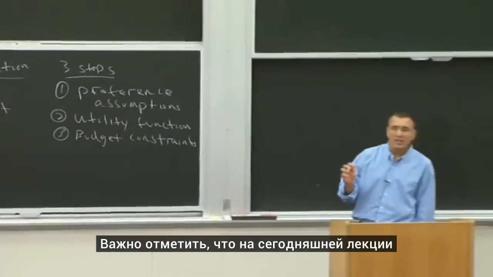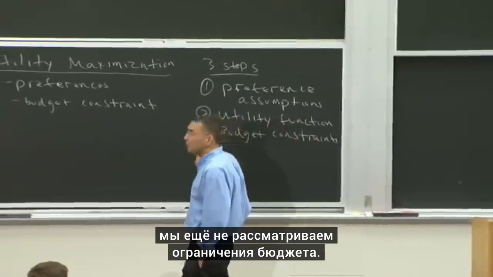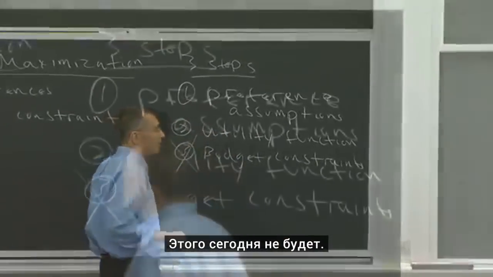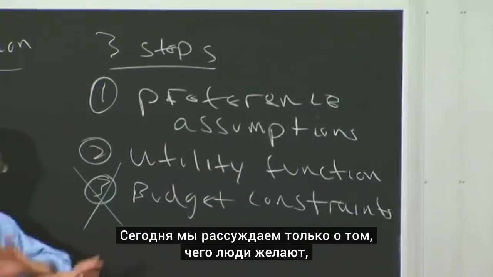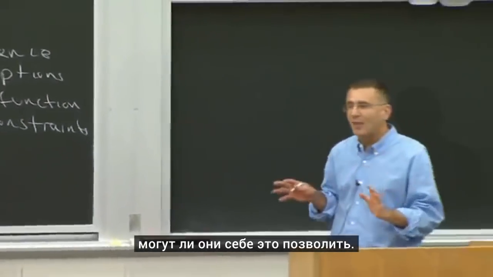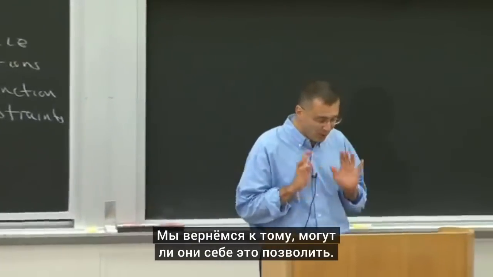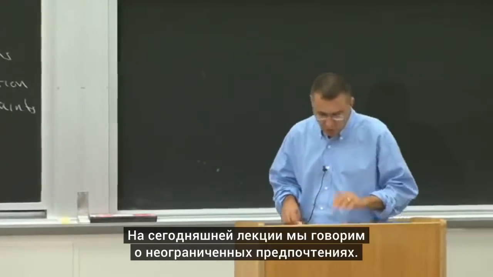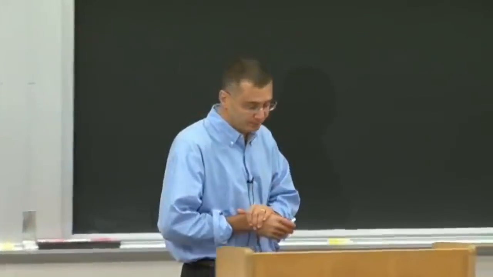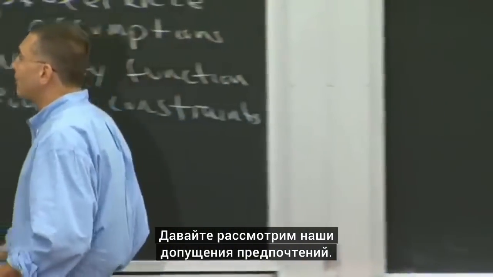Now, importantly, for today's lecture, we are not dealing with budget constraints. So today we're not going to worry about the budget constraint. Today we're just going to talk about what people want, and put out of our mind whether or not they can afford it. We'll come back next time to whether they can afford it. We're just going to think about unconstrained preferences today. Now, let's talk about our preference assumptions.